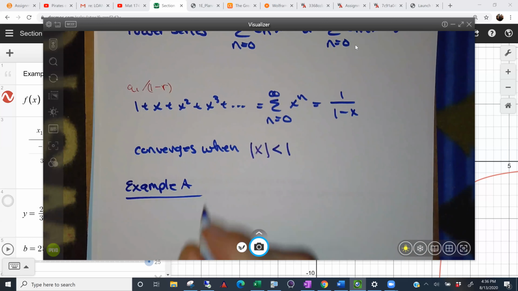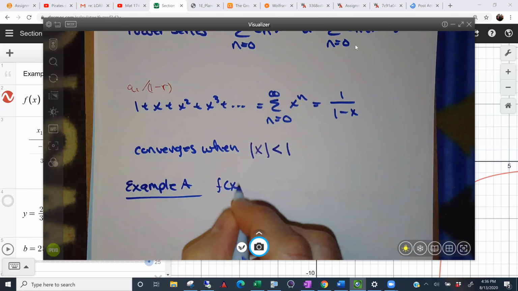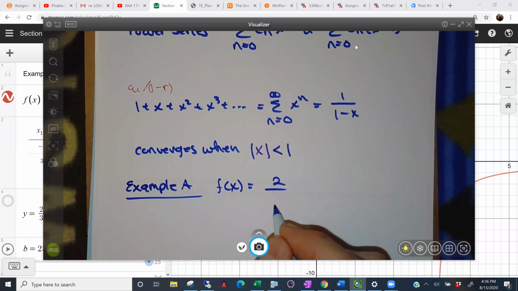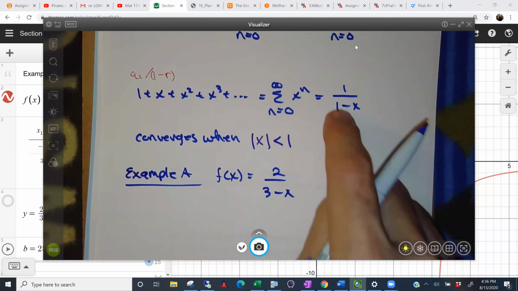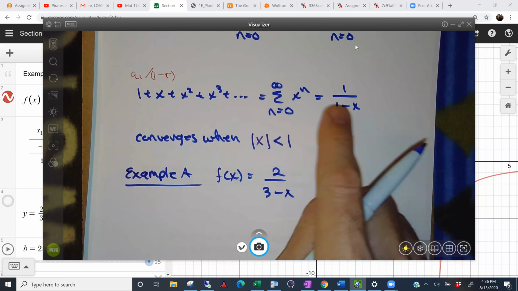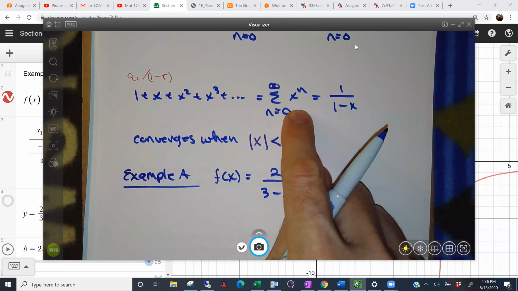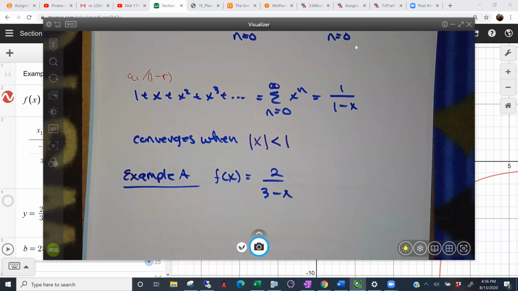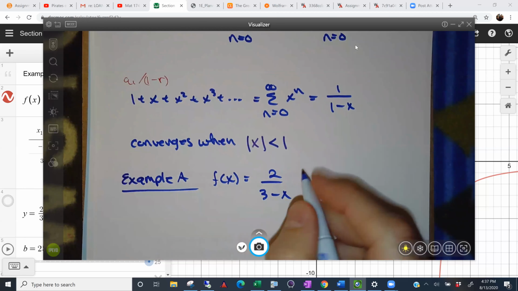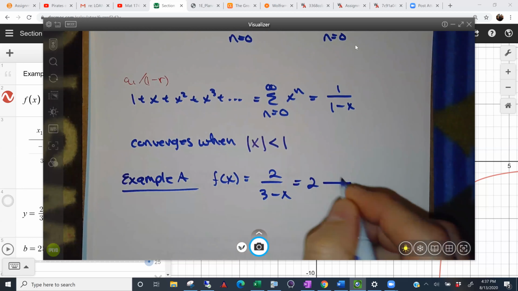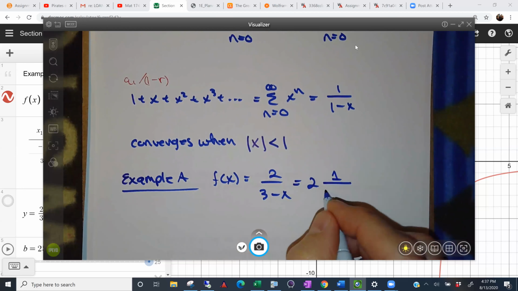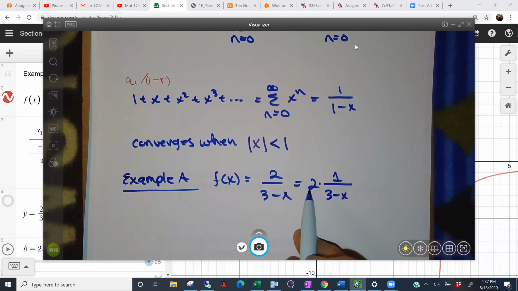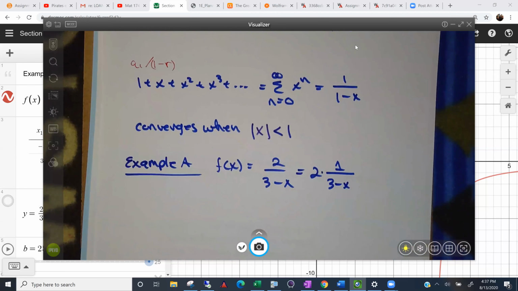We'll start with this one. f(x) is 2 over 3 minus x. Now, if I want to use this idea here, with this function and this series, I've got to make this look like that. So there's a few things I'm going to work on. I guess one of them is I'll factor the 2 out in front, leave behind 1 over 3 minus x. Of course, that 2 multiplies this expression, and that's fine.